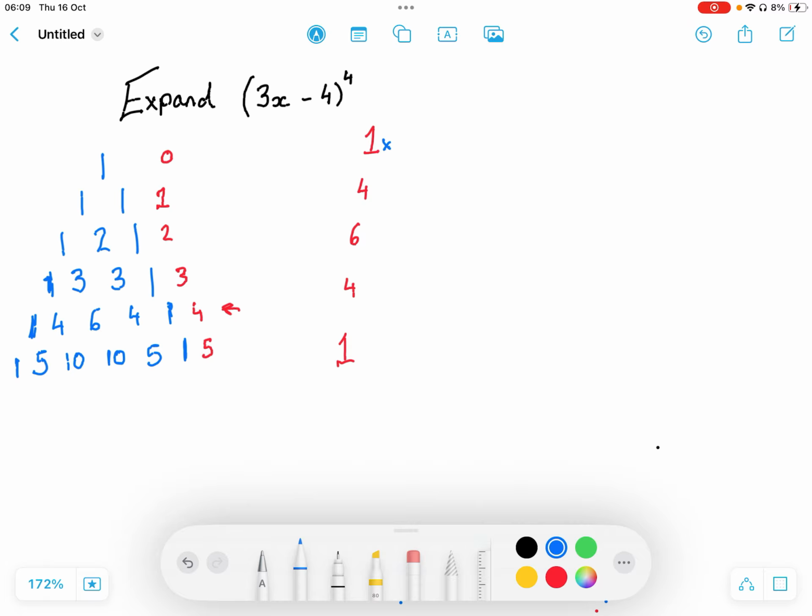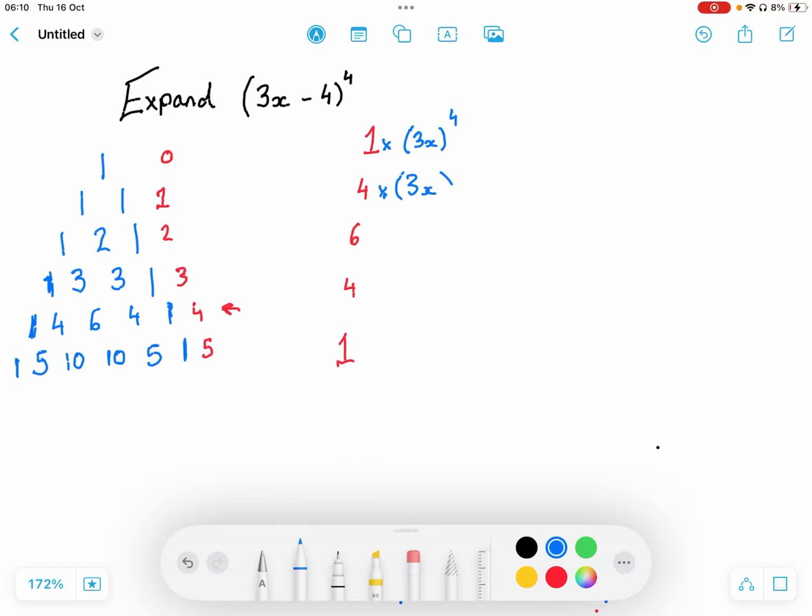What this means is 3x, all to the power of 4, all to the power of 4. And that is different, I'm going to talk about that in a second. The next one, I've got my hand on the iPad.